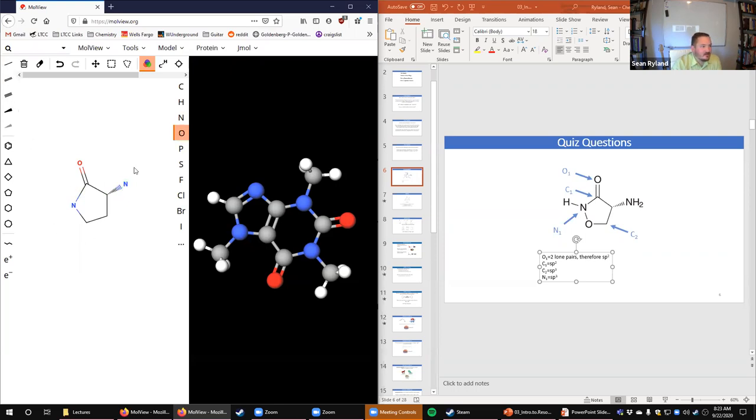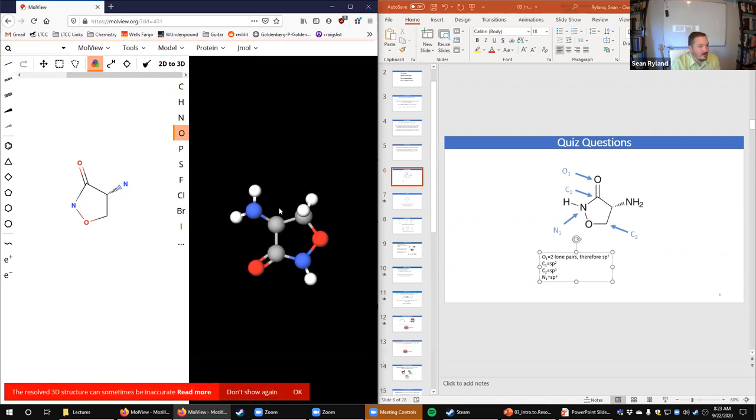And the oxygen at the bottom, on the other hand, I think the batteries must be running down in my mouse. It's not working all that well right now.